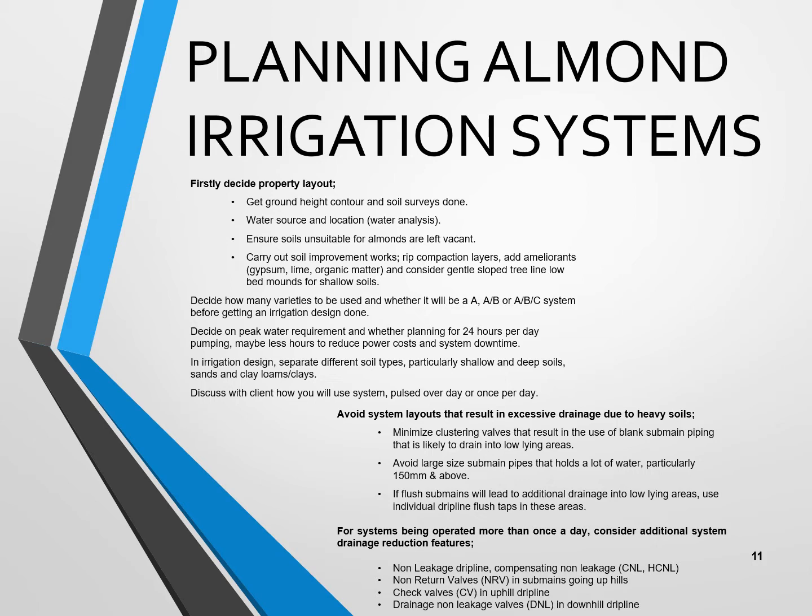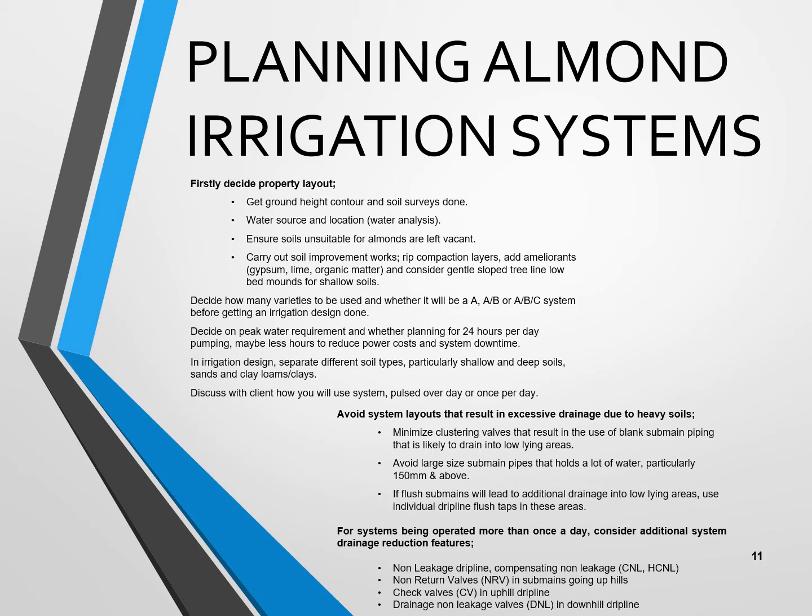Discussions with the client on how he or she will use the system, whether it be pulsed over the day or one constant irrigation per day. We want to avoid system layouts that can result in excessive drainage. Minimizing clustering valves or grouping valves that can result in the use of blank submain piping that is likely to drain into low-lying areas.